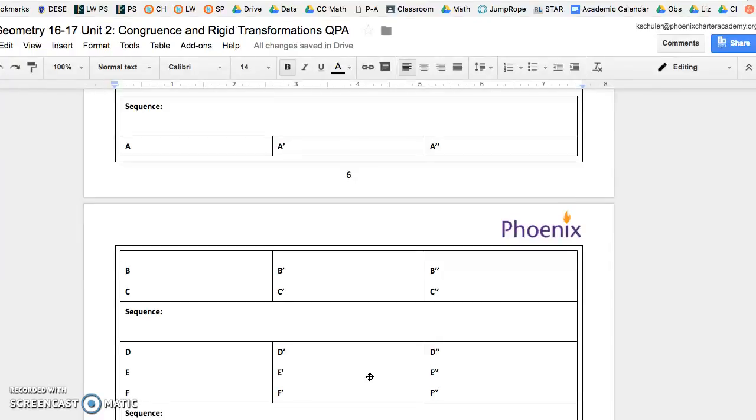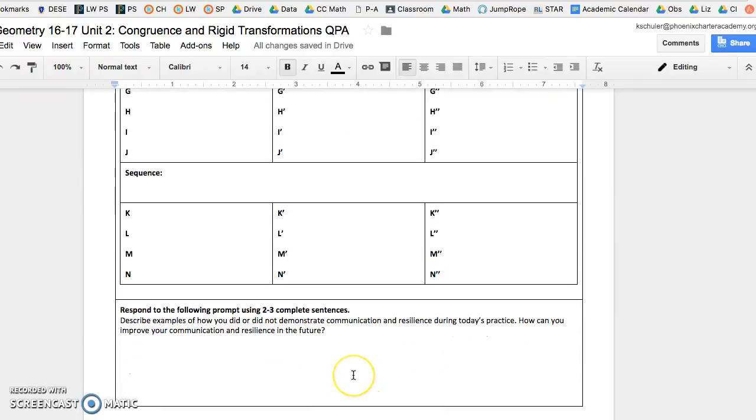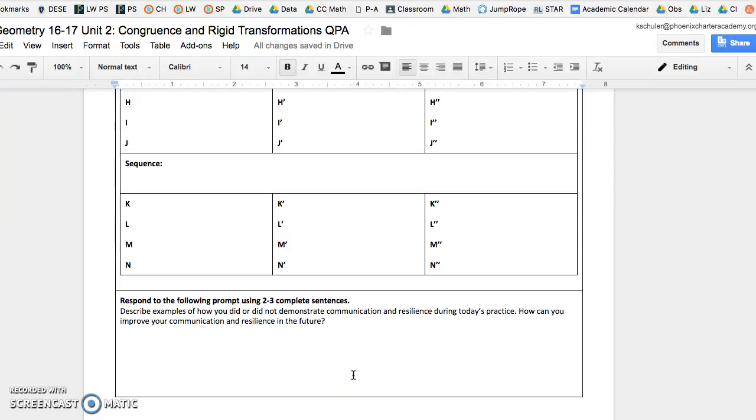If you would prefer to create your design first and then determine the sequence to map your shapes to one another, that is also fine. Both of those work. However, you need to have a completed pattern that meets the criteria, as well as completing the sequence, your coordinate points, as well as your reflection. This entire QPA will be due on Tuesday at 5 p.m. So you need to have completed parts 1, 2, and 3 at that time.